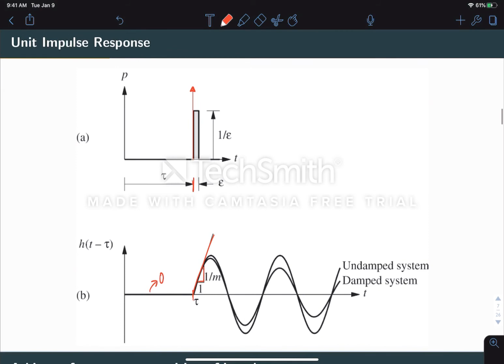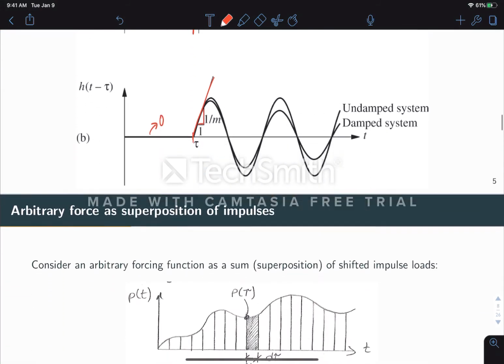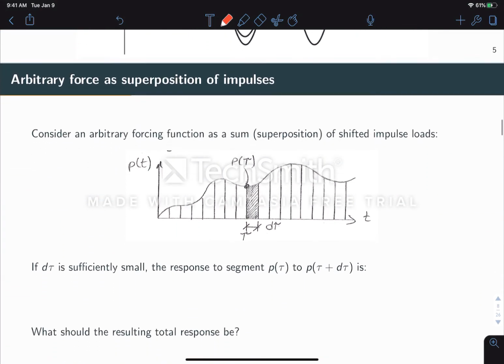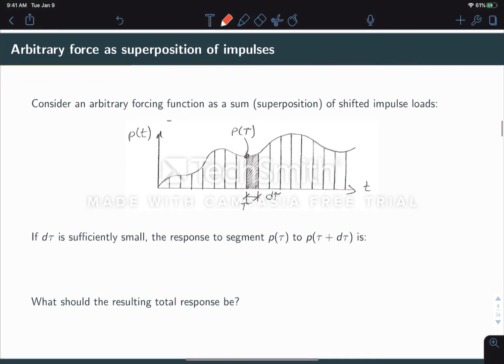Now, why is this important? Well, the unit impulse is important because if we think about this in terms of time, we can always describe any arbitrary force as a superposition of impulses. And this being a linear system, we can always break it up into individual impulse responses and then superimpose the responses back together again. And that's exactly what we're going to do.